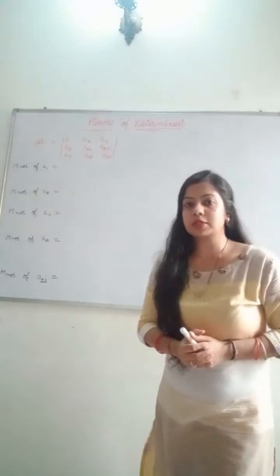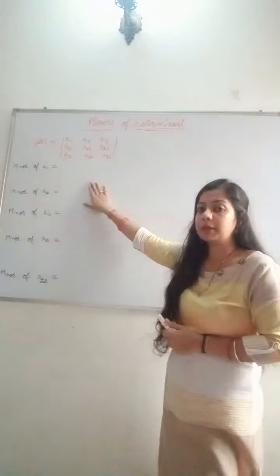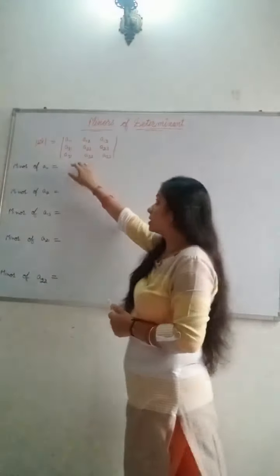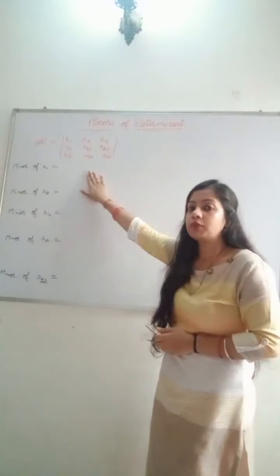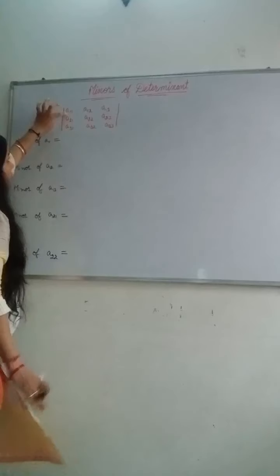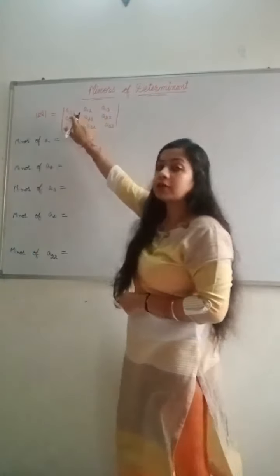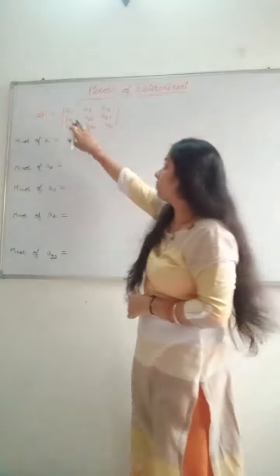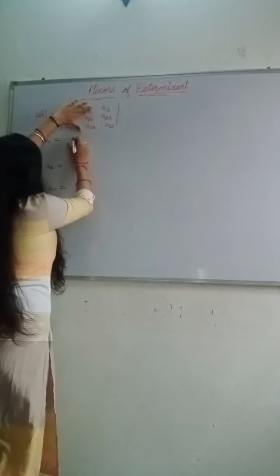See what is the procedure to find minors from an order 3 matrix. Here you can see there are 9 elements, so I will find 9 minors from this determinant. One element comes in first row and first column, so I will skip the first row and first column. So which elements are left?